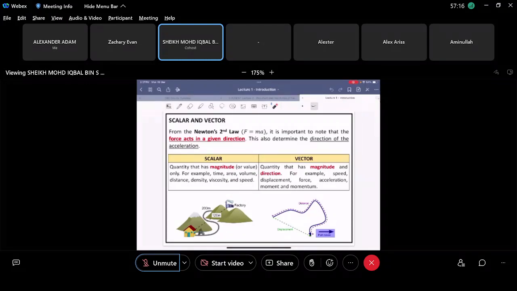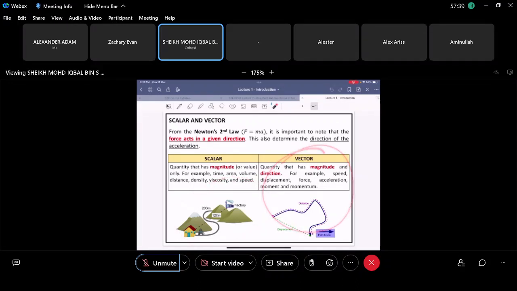For example, here, there's a motorcycle going to the factory. If I'm telling the cyclist to go to the factory, the distance between the factory and the house is 120 meters. I do not give direction. I only give the distance, which is the magnitude. So that is a scalar quantity.